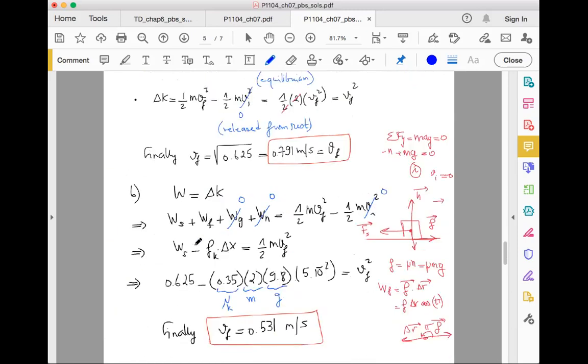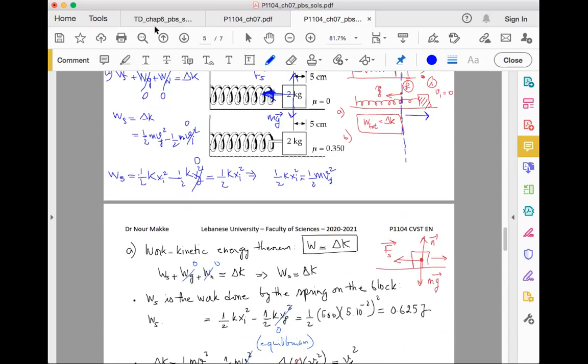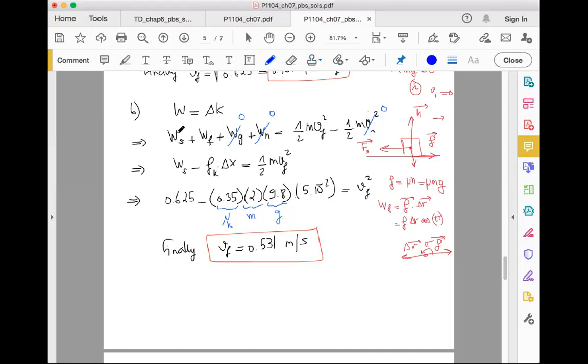So I'll just move downstairs here. In this case, in addition to WS and WGWN, we have WF, which is the work done by the friction force. Again, WG and WN are equal to 0 because both forces, mg and N, are perpendicular to the displacement. And again, v initial squared is equal to 0, so we are left with WS and WF.